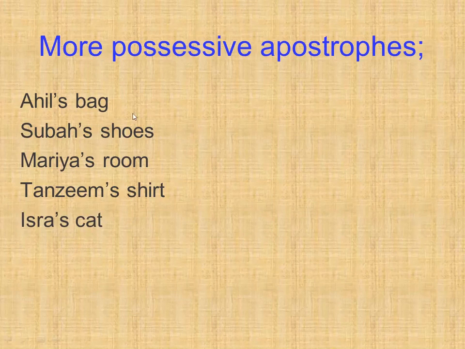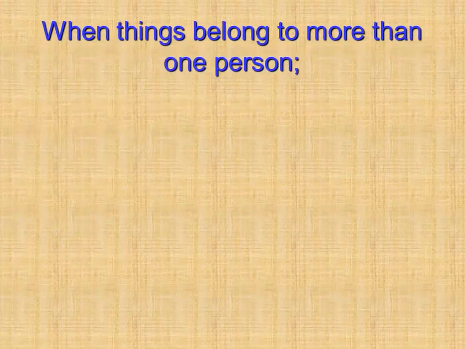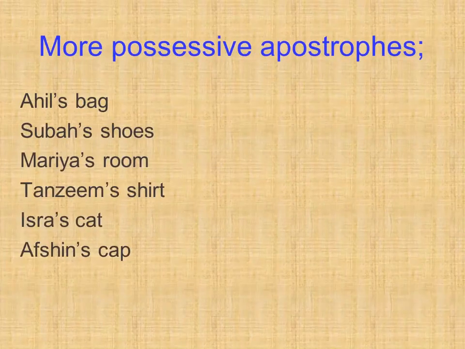So you can see over here we are using the apostrophe in order to show possession. So if you want to write any word in the possessive form, we have to use an apostrophe and then an S. Afshin's cap. The cap belongs to Afshin. When things belong to one person, as you can see over here, we are using apostrophe S. Now comes a little bit of a different use of apostrophe, because how do we use the apostrophe when we want to talk about things belonging to multiple people or things?